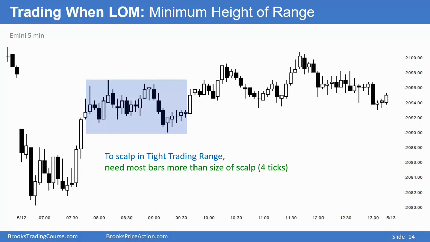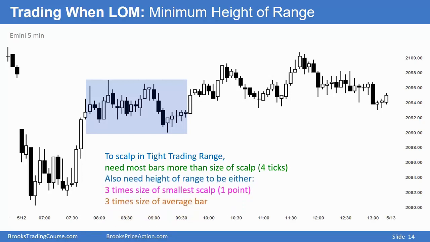In general, a lot of traders will not trade unless most of the bars are at least 4 ticks tall, which is the size of a minimum scalp. They also want the height of the entire range, from top to bottom, to be at least 3 times bigger than the smallest scalp. The smallest scalp is 1 point, so they want the height of the range to be at least 3 points tall. And they also want the height of the range to be about 3 times the size of an average bar. Here, an average bar is 4 or 5 ticks tall, so before they trade, they want the height of the range to be 3 times that.